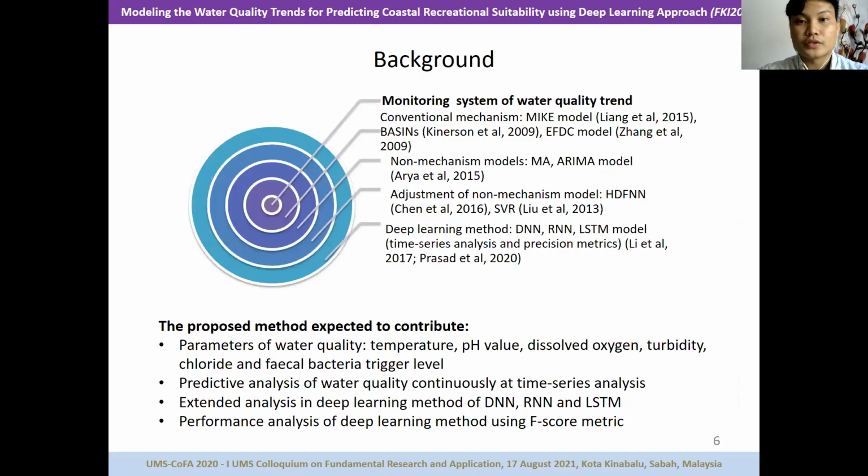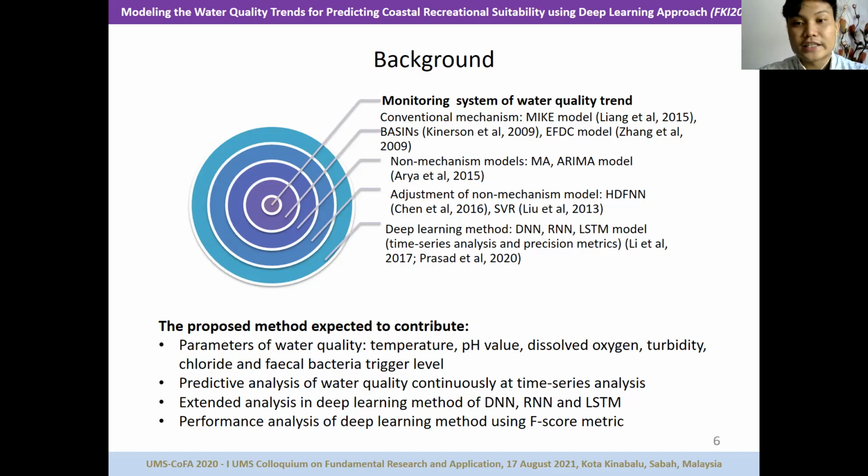Moving on to the assessment and monitoring of the water, there are a few models that have been established and researched by previous scholars via the conventional mechanism model, including Mike, Basins, and the FDC model. But due to the lacking data processing outcome of the mechanism model, non-mechanism models were established, such as the moving average (MA) and also the ARIMA model, the autoregressive integrated moving average model. The focus on time series is always the main concern in this research, and thus a few adjustments were made from the non-mechanism models, such as HDFNN and also the SVR model.